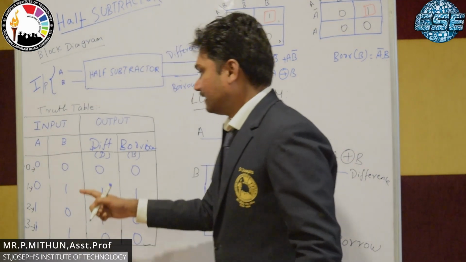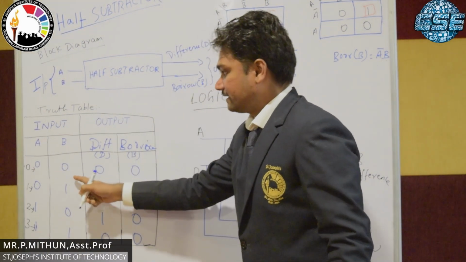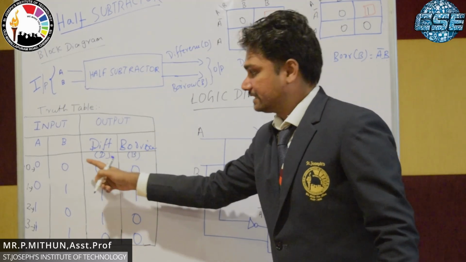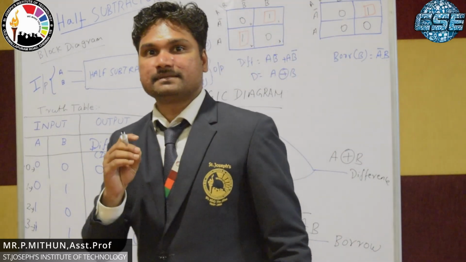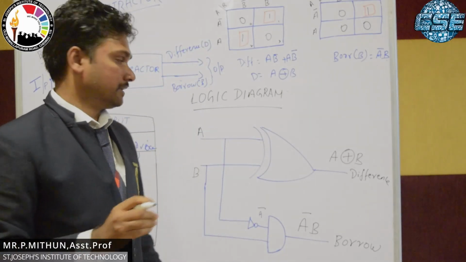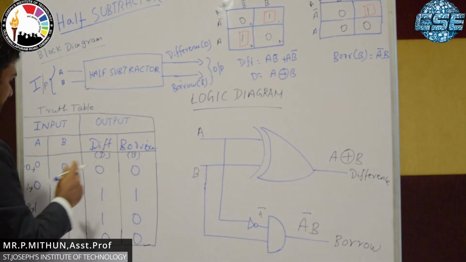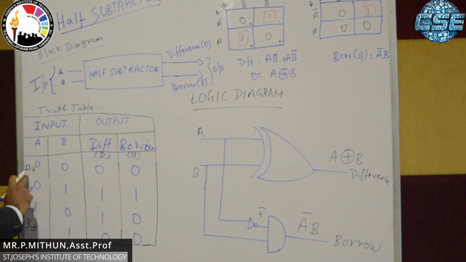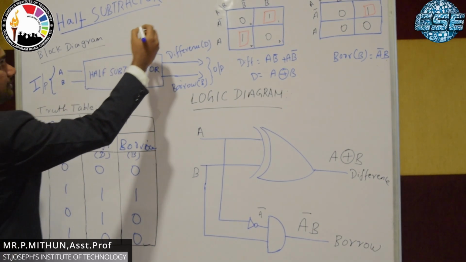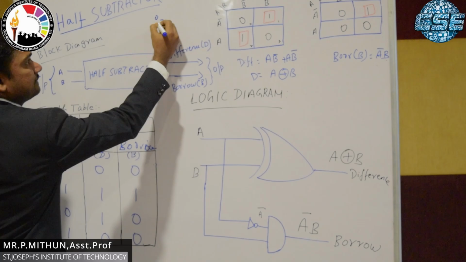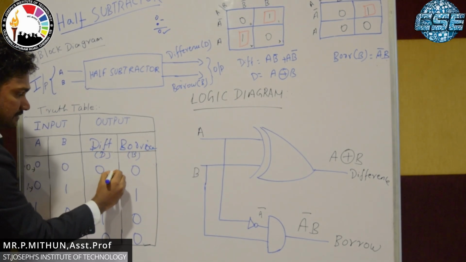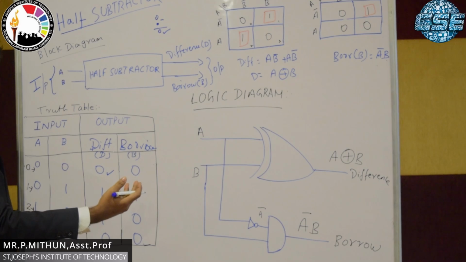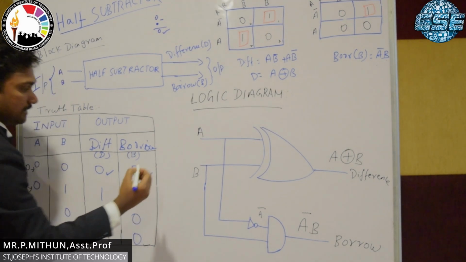From these 2 bits, we subtract the bits and get the difference and borrow. The same simple subtraction rules should be followed. So let us see one by one. For the decimal value 0, 0 0 are the binary digits. So 0 minus 0 is 0. This is the difference, so we take it as 0. There is no borrow, so we put 0.